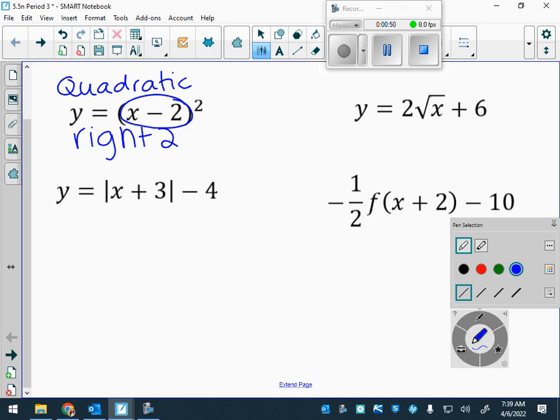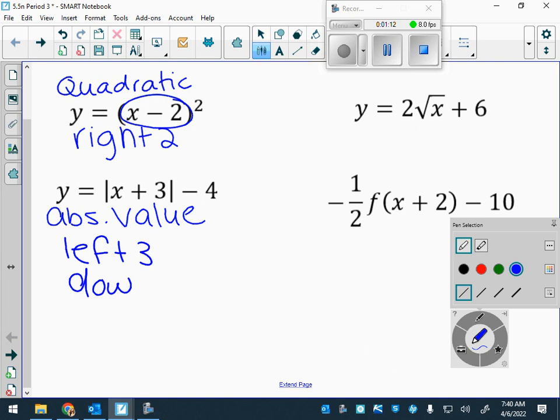Before we move to that one, we're going to do this one here. What is the parent function? Good. Absolute value. What direction are we moving in? Liam? Left 3. What else? Good. Left 3 and down 4. Again, inside is affecting x values. Outside will be affecting the y values.